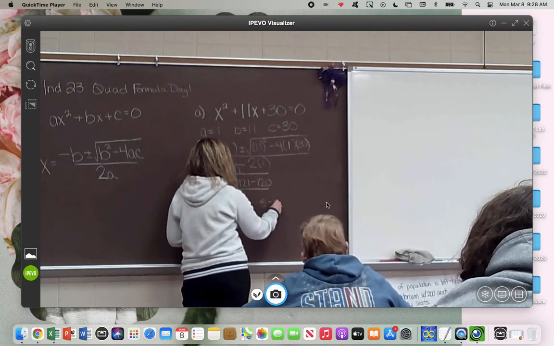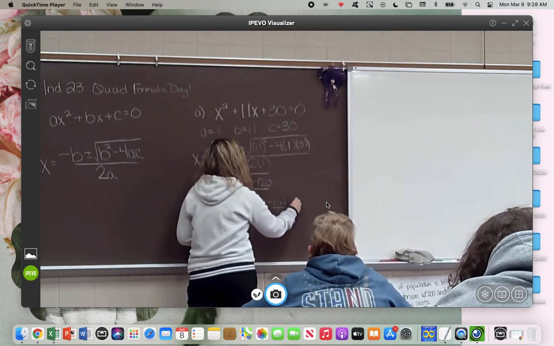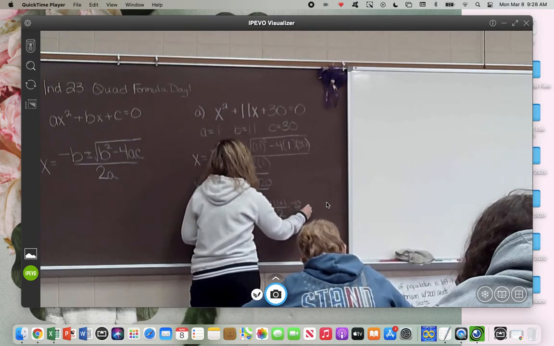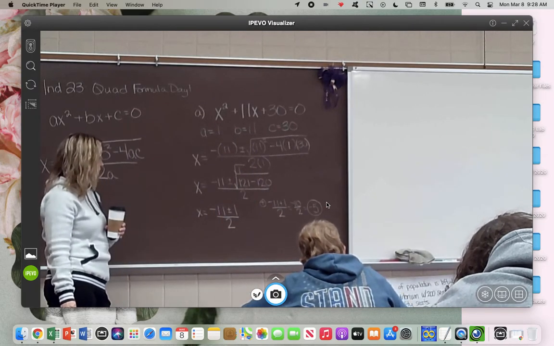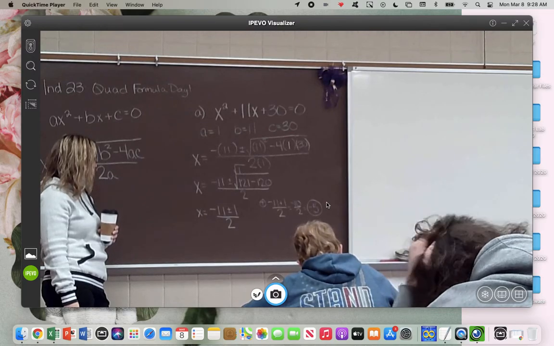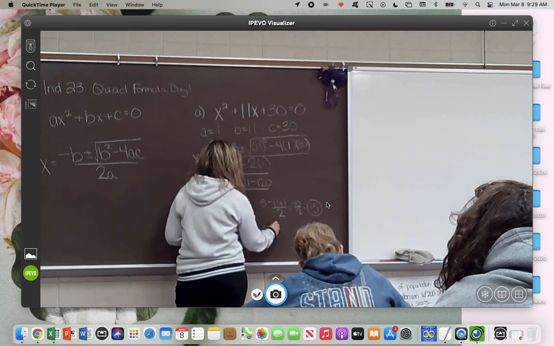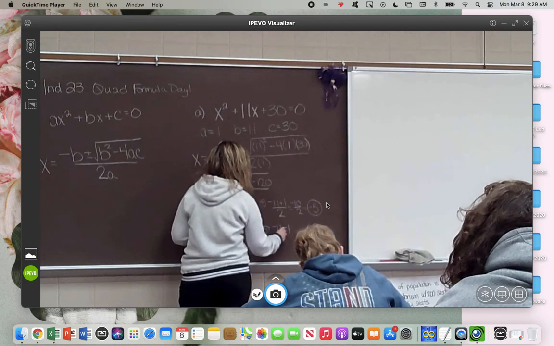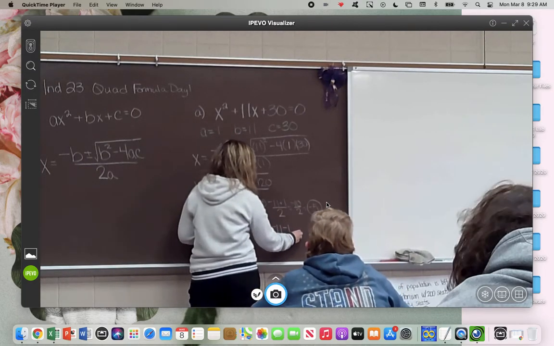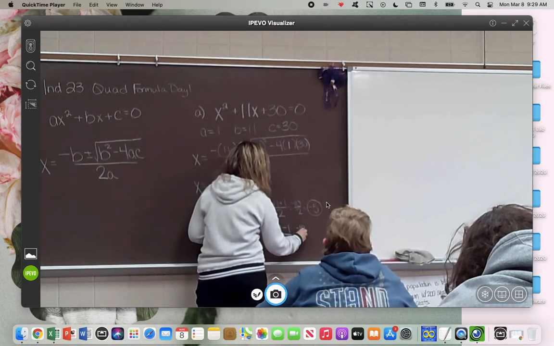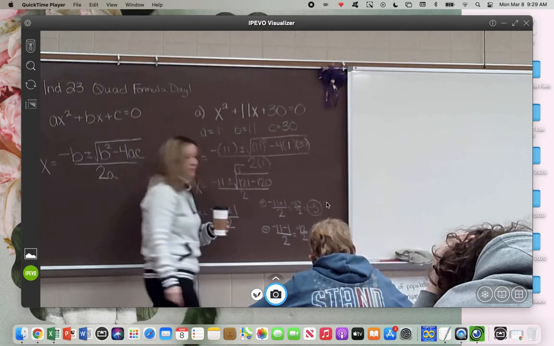What is negative 11 plus 1? Negative 10 divided by 2 gives me my first solution of negative 5. Now we've got to subtract the numerator. Negative 11 minus 1. What is negative 11 minus 1? Negative 12 divided by 2 gives me a solution of negative 6.